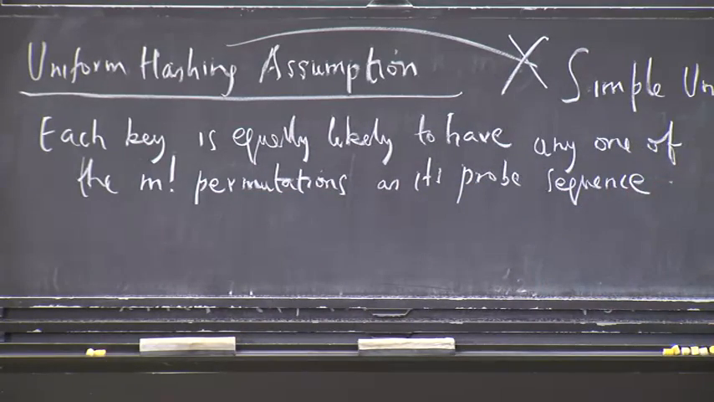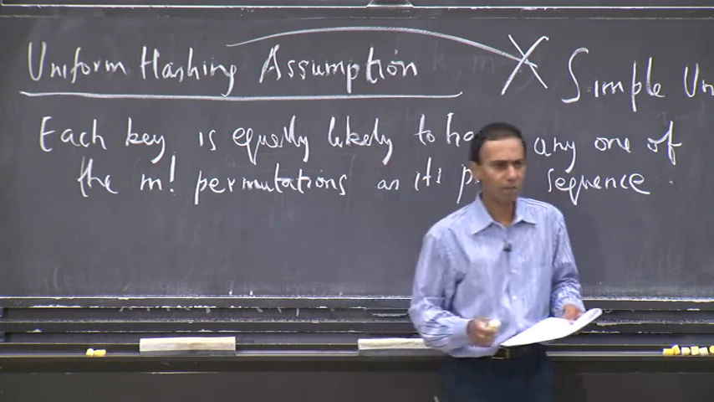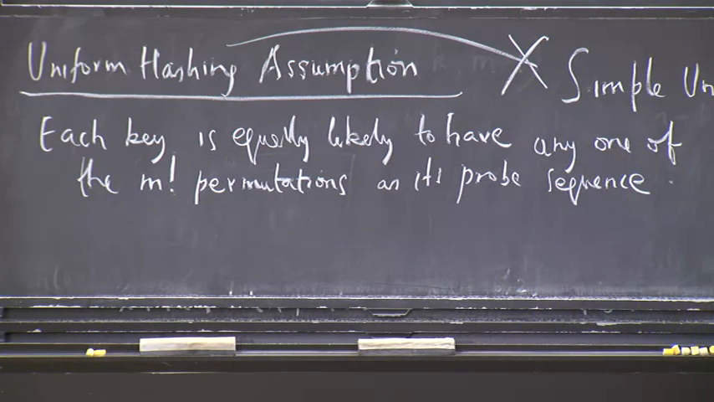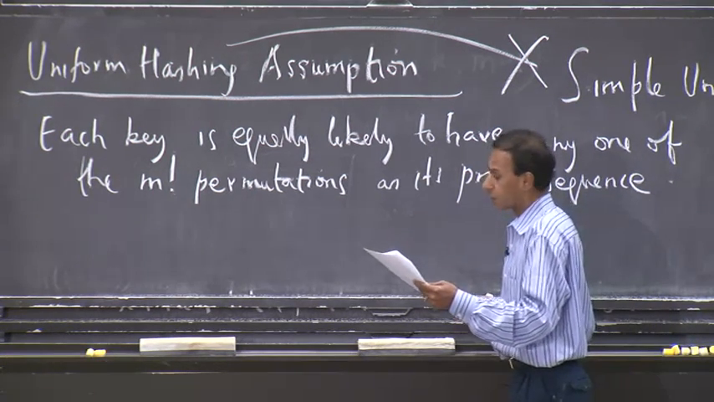All right? This is very hard to get in practice. You can get pretty close using double hashing. But nobody's discovered a perfect, deterministic hash function that satisfies this property, at least not that I know of. So what does this imply?